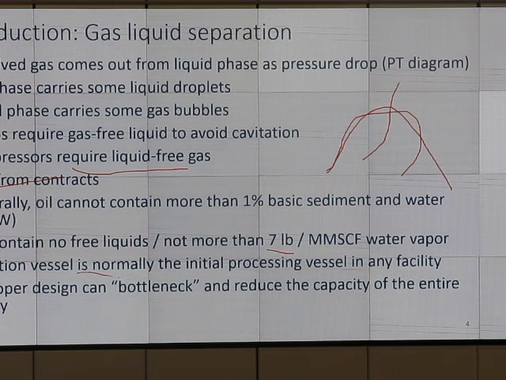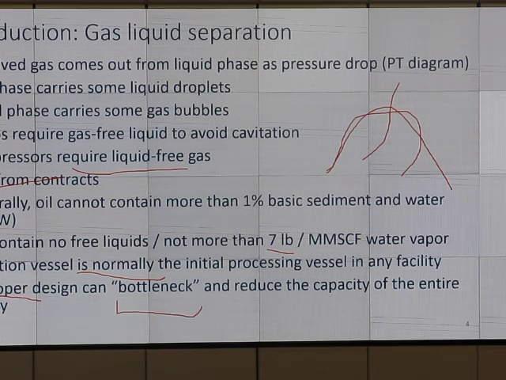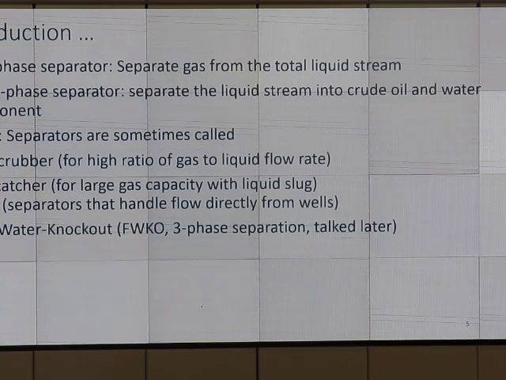Separation vessel is normally the initial process in the facility. So if we do it incorrectly, it will be a bottleneck and reduce the capacity of the entire facility. So it is important, right? Separator is the first step. If we don't do it right, it will be a bottleneck, and we don't want that.